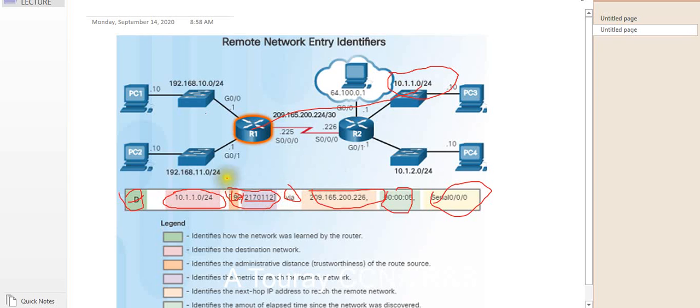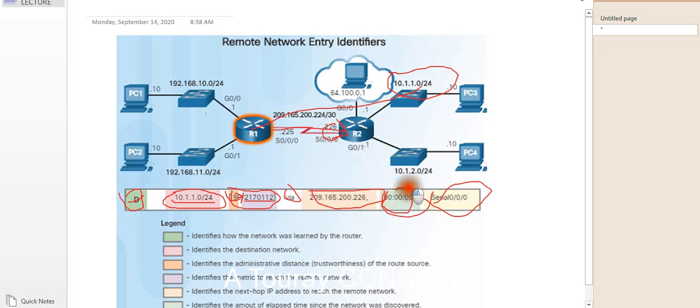Now we have the via. It's telling you how do I know about this network? It says I consulted somebody that has the IP address 209.165.200.226, and that is on router 2. That is the next hop IP address of router 2.